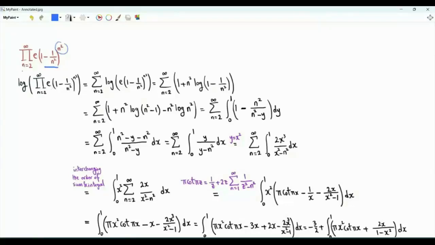We have an infinite product, n from 2 to infinity, of e times (1 minus 1 over n squared), all to the power n squared. Let's study the logarithm of this product. The logarithm of the product is the sum of logarithms.